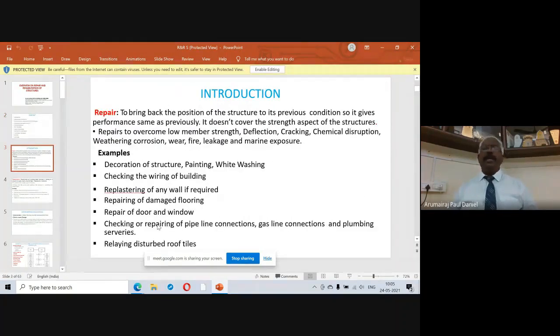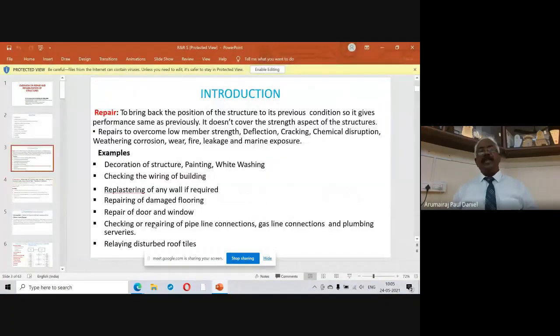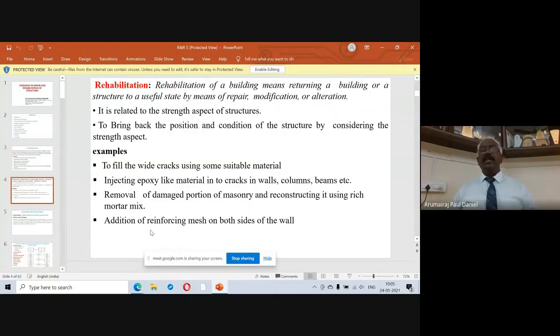First, we'll see what is a repair and what is rehabilitation. Repair is nothing but to bring back the structure to its previous condition without taking into consideration the strength aspect of the structures. Whereas rehabilitation of a building means returning a building or a structure to a useful state by means of repair, modification, or alteration, and it is related to the strength aspects of the structures. So we are interested in both repair and rehabilitation.